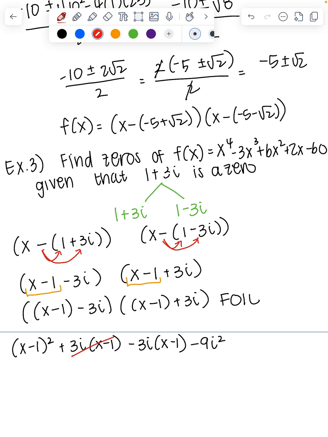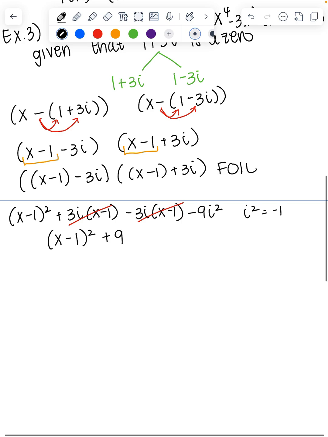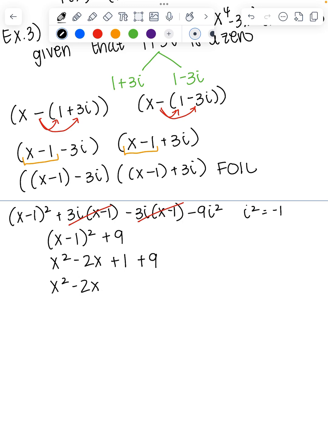Now, these are going to cancel. And so what I have now is x minus 1 squared. The i squared is equal to a negative 1, so that's really plus 9. Okay. At this point, I'm going to figure out what this comes out to. So I have x squared minus 2x plus 1 plus 9, okay, which is x squared minus 2x plus 10. This right here is a factor. And I know that because I multiplied 2 of the zeros.